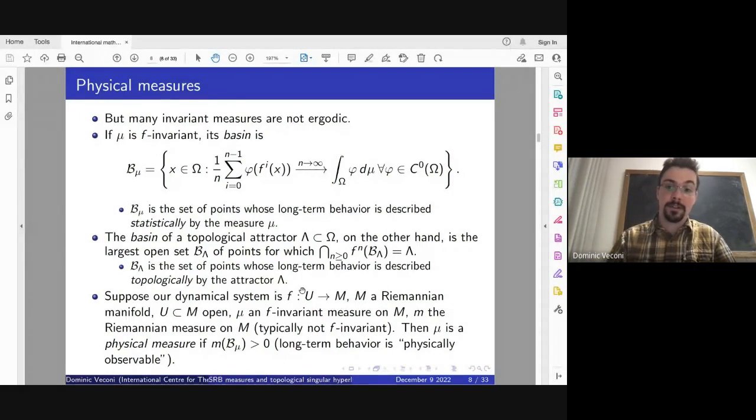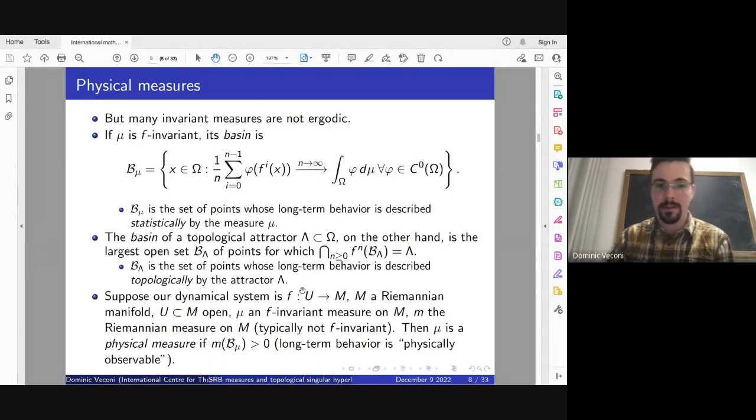Meanwhile, if you have a topological attractor, the largest open set of points for which those points get attracted to the attractor is the basin of the attractor. So whereas B mu, the basin of a measure, is the set of points whose long-term behavior is described statistically, B lambda, the basin of a topological attractor, is the set of points whose long-term behavior is described topologically by this attractor. And with this, we can now describe the particular measures we're really interested in.